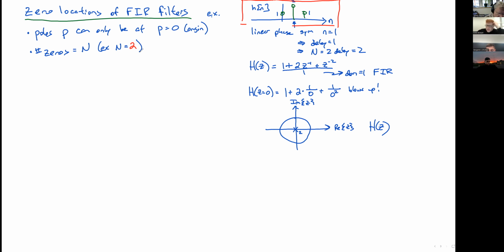Even though it's length 3, it's second order. Now here's where it gets a little tricky. The zeros, I'm going to call them Z, always appear in conjugate pairs. And that's true not only for FIR filters, but true if we have a real impulse response. And we always have a real impulse response. Always, no matter if it's IIR or FIR, anything.